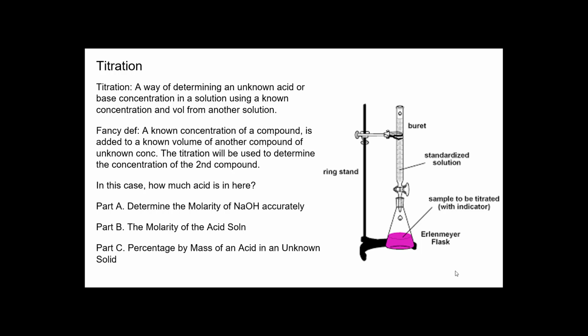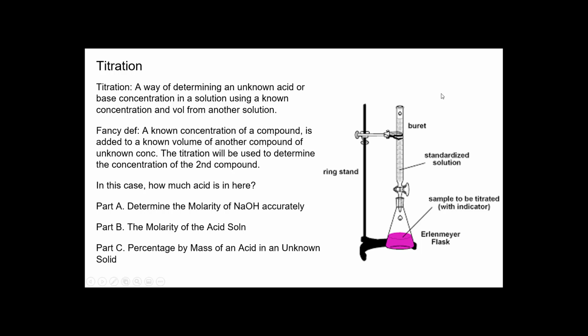Titration is a way of determining an unknown acid or base concentration in a solution using a known concentration and volume from another one. Fancy definition that LabFlow gave: a known concentration of a compound is added to a known volume of another compound of unknown concentration. The titration will be used to determine the concentration of the second compound.